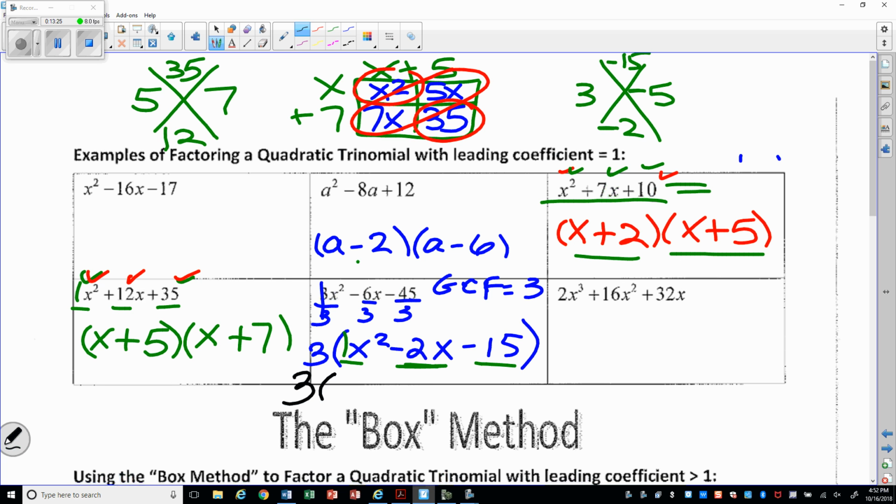I've got the 3, keep bringing down the 3 so you don't forget about it. And then I've got x times x is x squared. And then to get the 15, it's going to be 3 times negative 5, right, is negative 15. And so this has to be a positive 3 and a negative 5. So that will get a negative 15. And then also I want to have a negative 2 for my sum. And so I can box that.